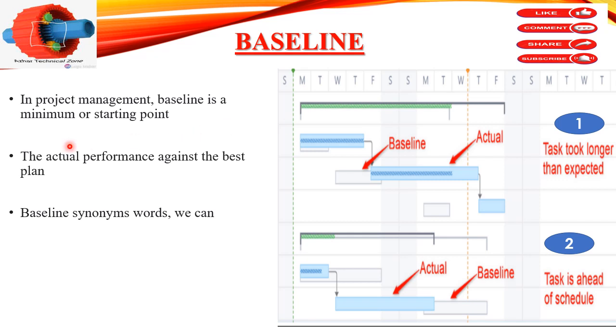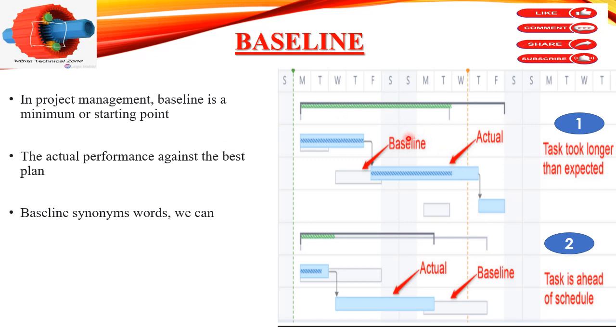Baseline is a minimum or starting point in project management, or we can say a reference point used for comparisons. One more definition we can see for baseline is the actual performance against the baseline plan of the project. Once schedule preparation is completed, we will move to the next step, to assign the baseline in scheduling software, like MS Project or Primavera.